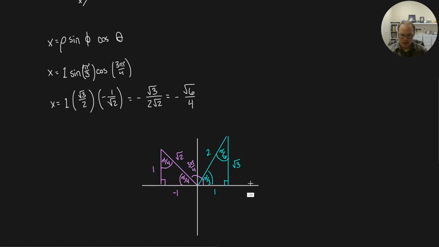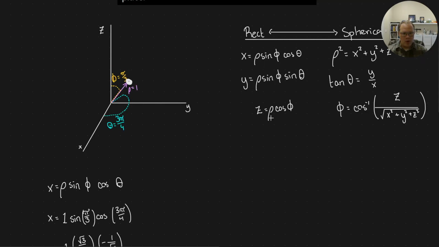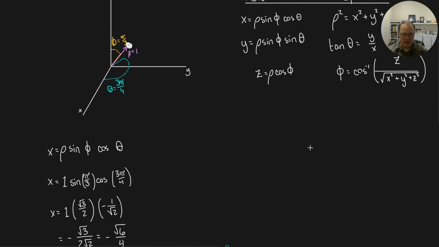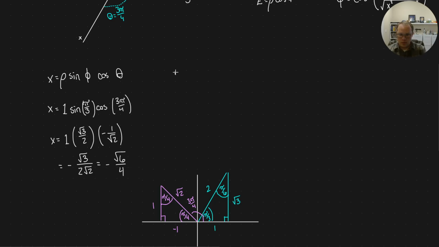Let me actually put those down there. There we go. Okay, we've got our x done. Same thing with y. Y is rho sine phi sine theta. And it sounds like a lot of work because we got to do all that again, right? The angles stay the same, so we can use the same triangles. Phi is still pi over 3. Theta is still 3 pi over 4.